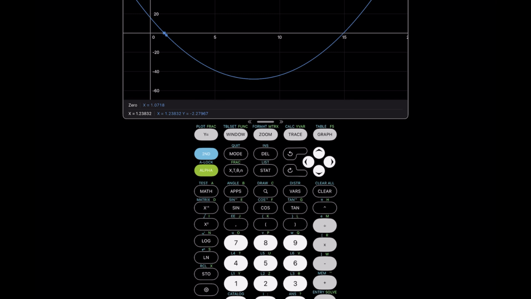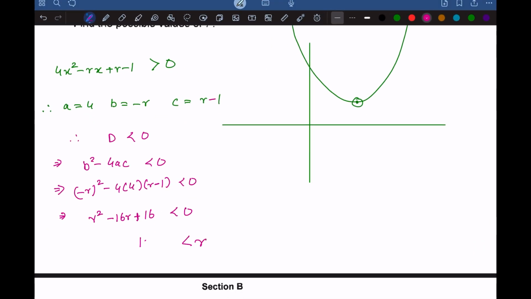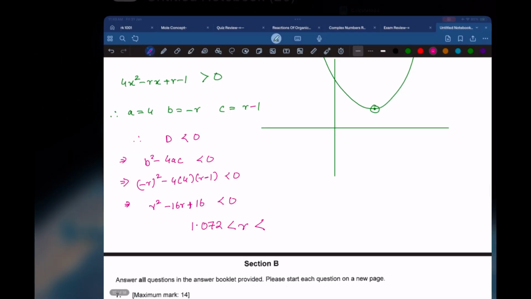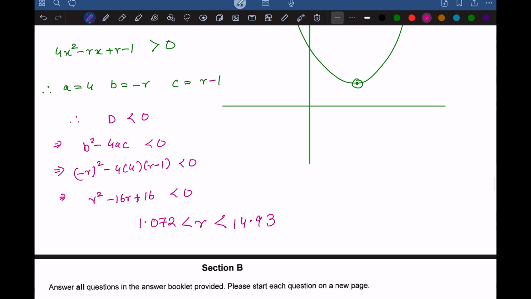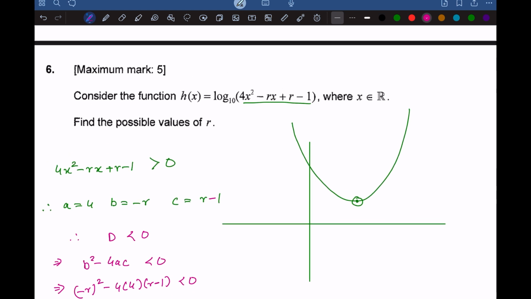this has to be less than 0, right? So we have to find the interval where this is negative, as in below the x-axis. So we have to find the zeros. In between these two zeros, the discriminant will be less than 0. The first zero is 1.0718, and the other value is 14.93. So these are the possible values of r, and that's the answer to question 6.